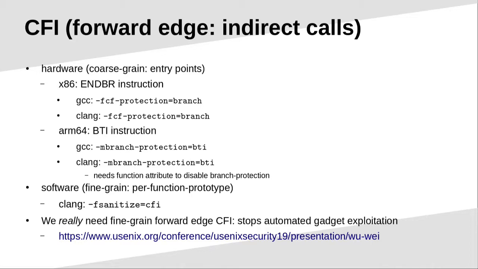In software, to do this for fine grain, in other words, allowing an indirect function call to only call other functions of the same function prototype. That's sort of the bucketizing that was done for fine grain CFI. This works in Clang. It would be really nice to get this for GCC, as fine grain CFI really is important for getting protections going forward.